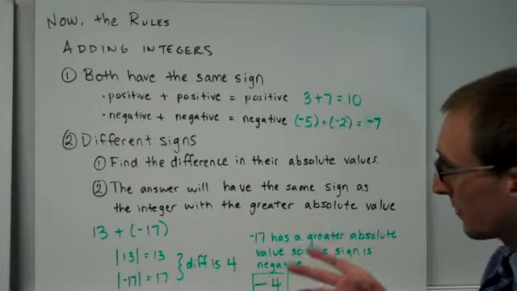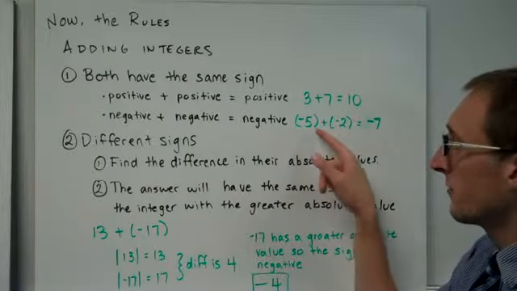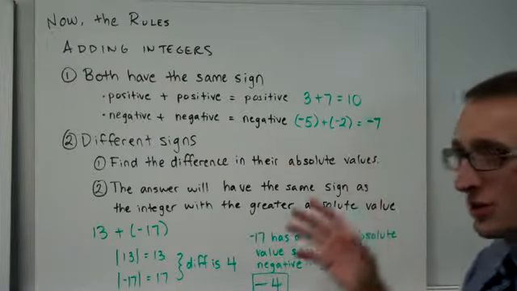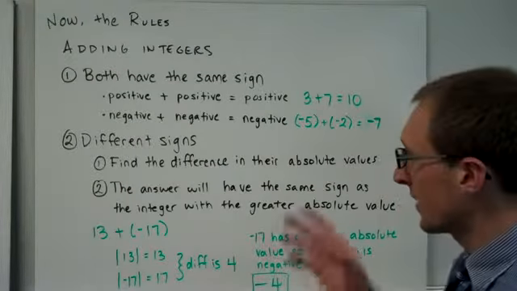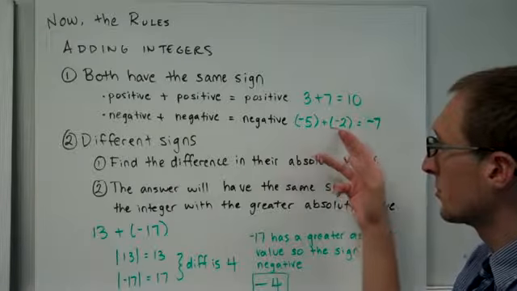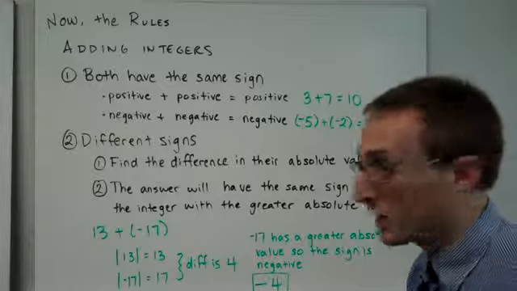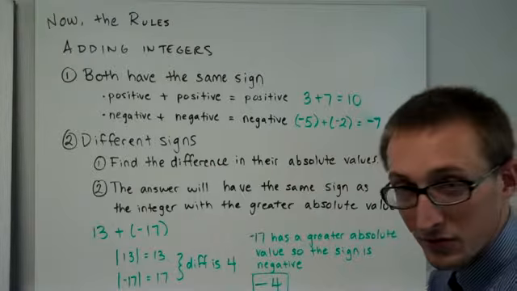So this seems kind of weird, but it's not too bad. A -5 plus a -2 is a -7. You notice what I did is I just found the sum. I thought, okay, well that's just 5 plus 2, 7. But since that's negative and that's negative, it's got to be a -7. A negative plus a negative is a negative.